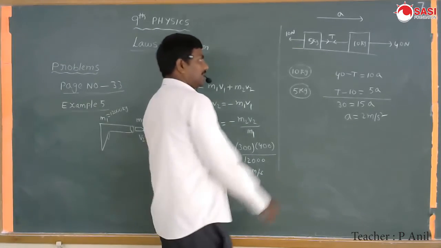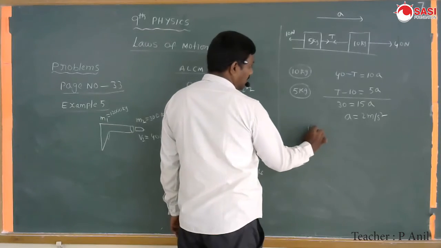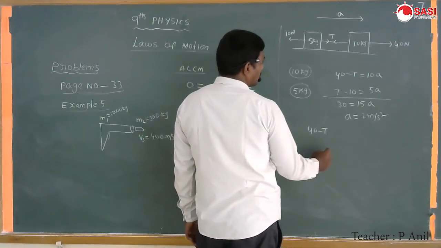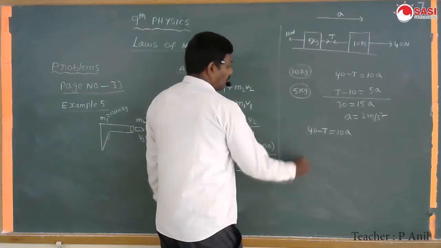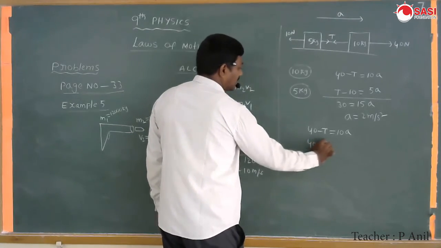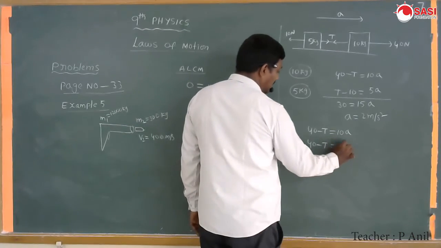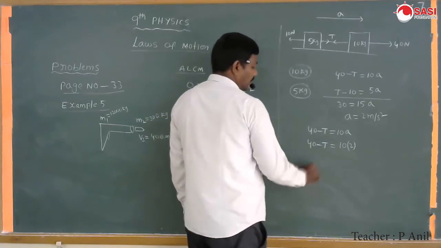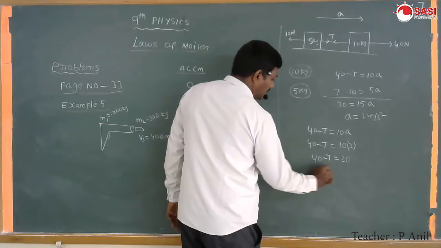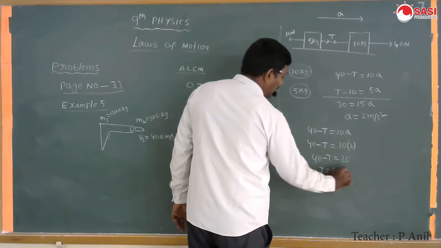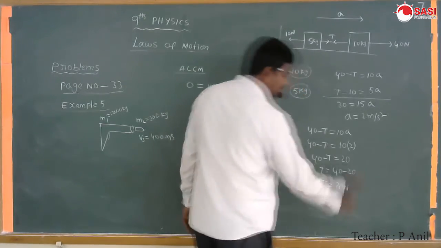And you have to find the tension in the string. You can take one of the equations. 40 minus T is equal to 10A. 40 minus T is equal to 10 into the acceleration, 2. 40 minus T is equal to 20. T is equal to 40 minus 20. T is equal to 20 newtons.